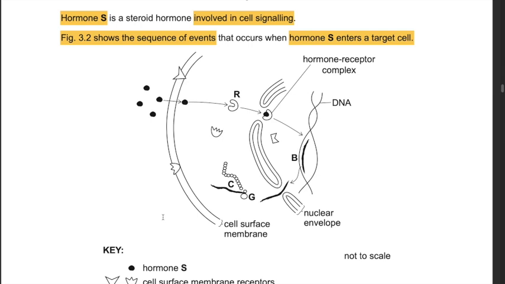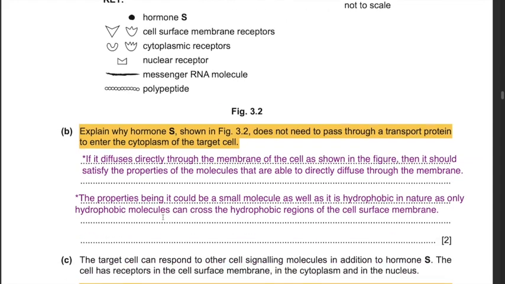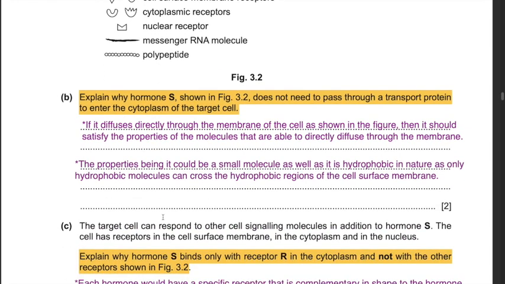Hormone S is a steroid hormone involved in cell signaling. Figure 3.2 shows a sequence of events that occurs when hormone S enters a target cell. Part B. Explain why hormone S, shown in figure 3.2, does not need to pass through a transport protein to enter the cytoplasm of the target cell.